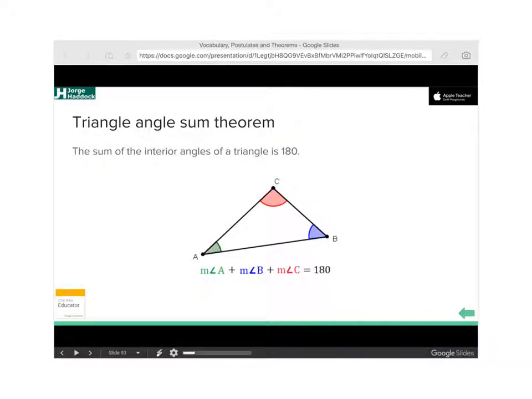So in this lesson, we're going to be working with the sum of the angles of a triangle. For that, my first part is that the triangle angle sum theorem states that the sum of the interior angles of a triangle is always 180. I'm going to prove that in another video. For now, we're going to use that theorem.